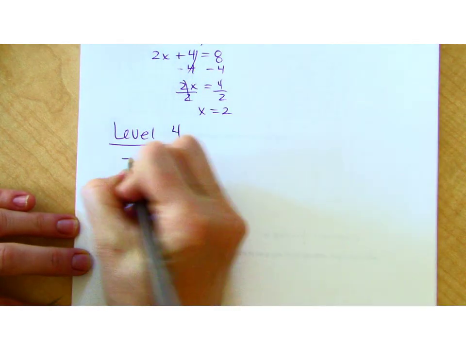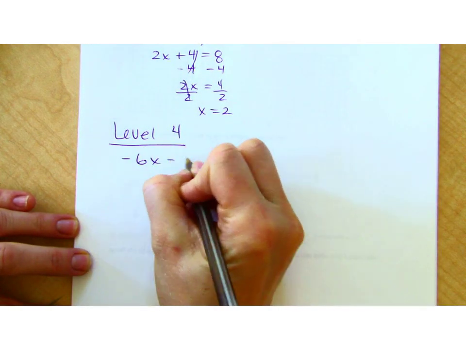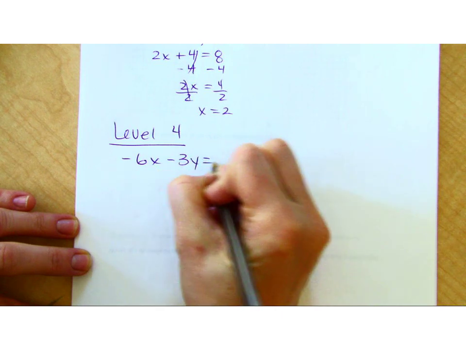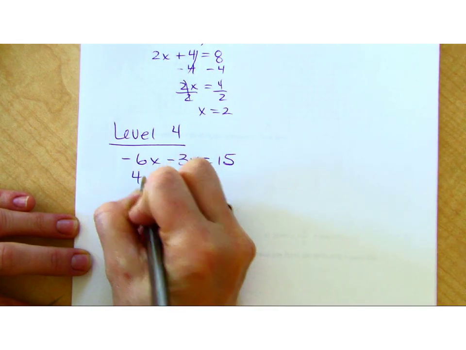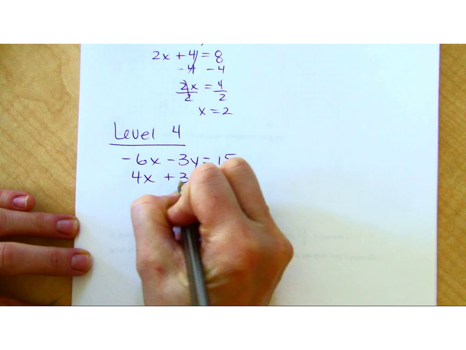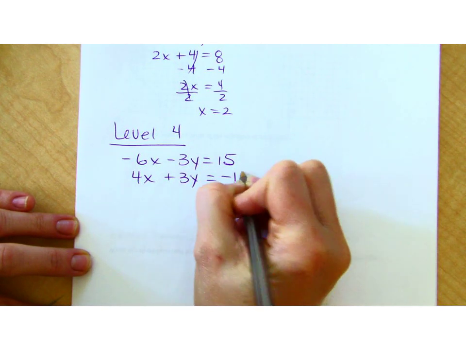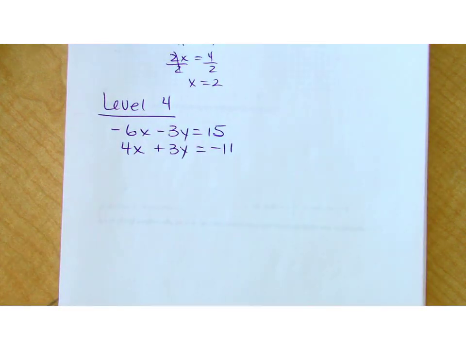-6x minus 3y equals 15. And 4x plus 3y equals negative 11. I'm going to let that sink in for a minute. See if you can figure out why this makes it a little bit harder. It's not the hardest one. I'm going to show you a level 5 after this. I don't think you're going to see one level 5, I think.